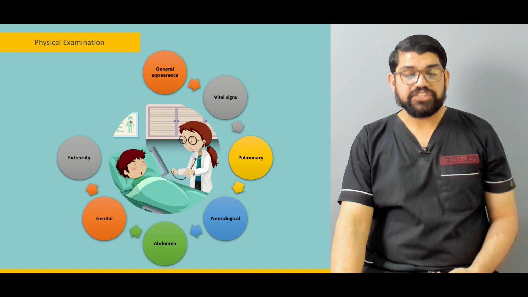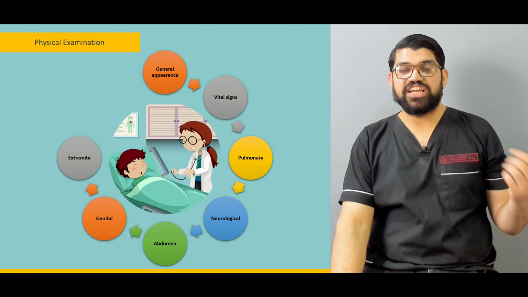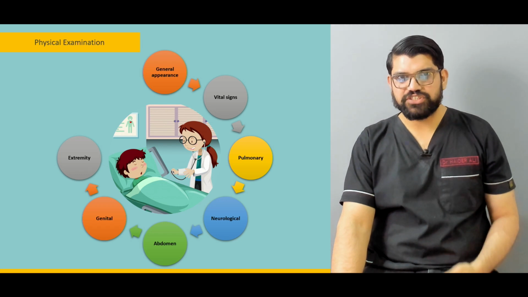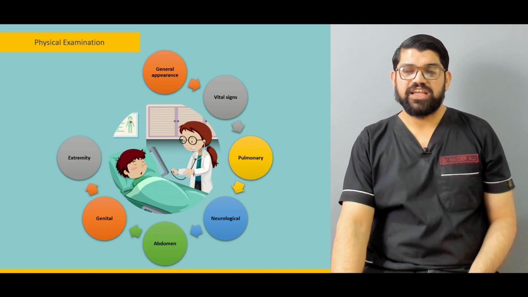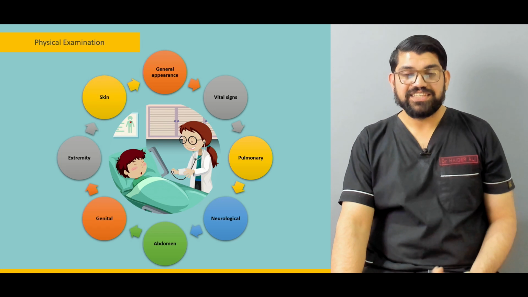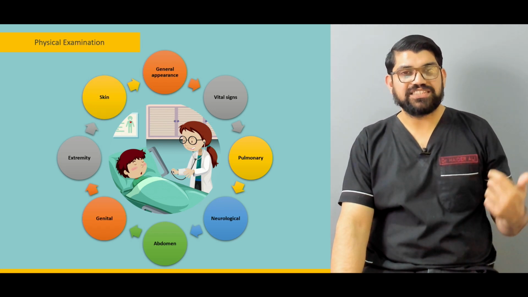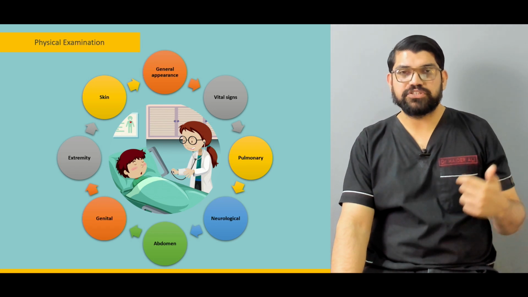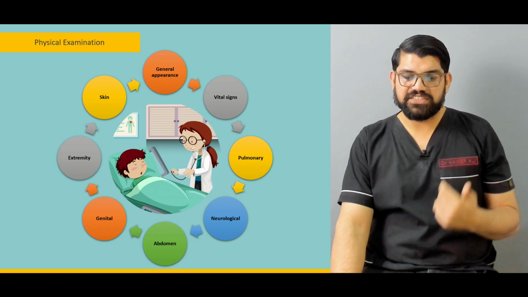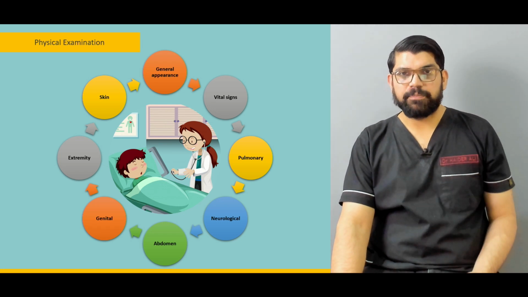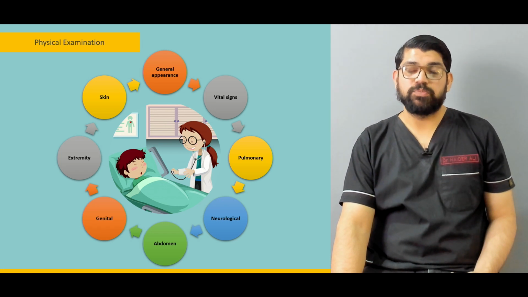Extremity, look for distal pulses. If there is a feeble pulse, look for the sign of hypotension. This patient needs urgent and adequate fluid resuscitation. Skin cold, clammy, hypovolemic shock. If the patient is not maintaining enough blood pressure due to dehydration, these are the physical examination things you need to do in a patient when they present with vomiting.